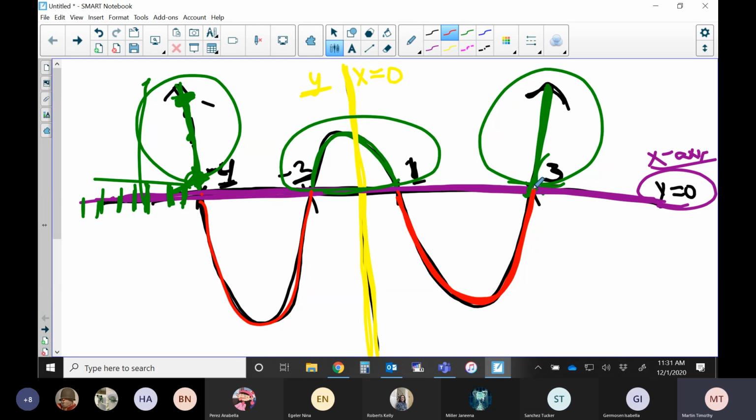Yep. Janina, how would I tell the person for this section? Just tell me in English. Between negative 4 and negative 2, the graph will be negative. Why did he say it in English? Because in math, we would say negative 4 is less than x, which is less than negative 2, which is kind of speaking math.